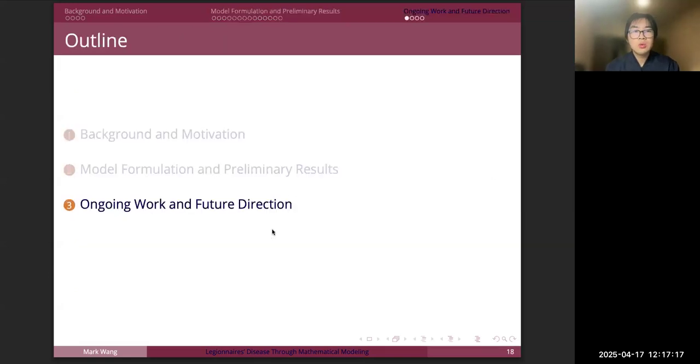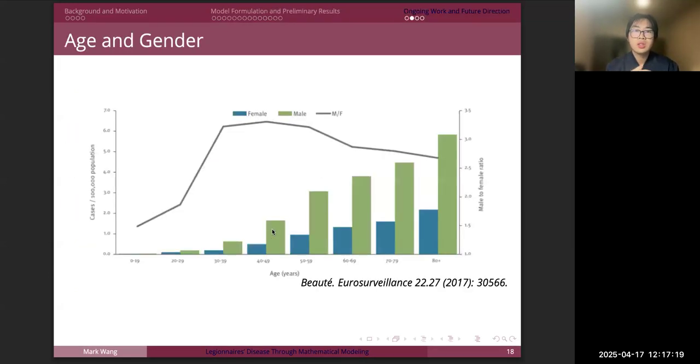And so some of our ongoing and future work is this age and gender-based model. We have data that shows that the male to female ratio is actually pretty significant. And there's also an increase in incidence rate based on your age. This is something that I'm currently working on, implementing and incorporating into our model.